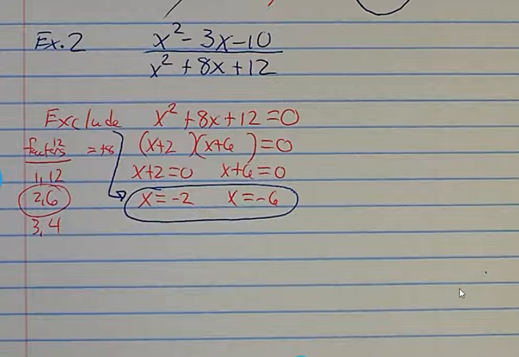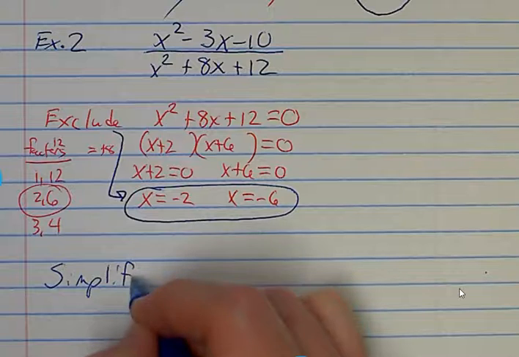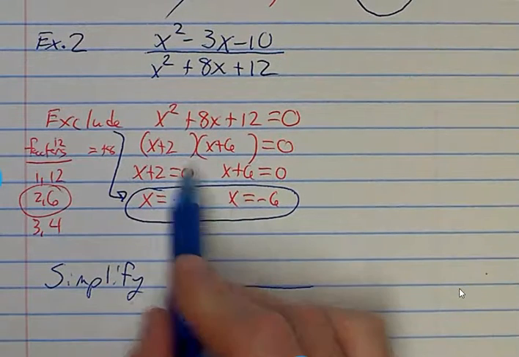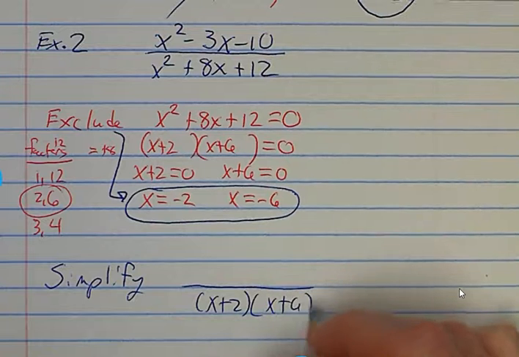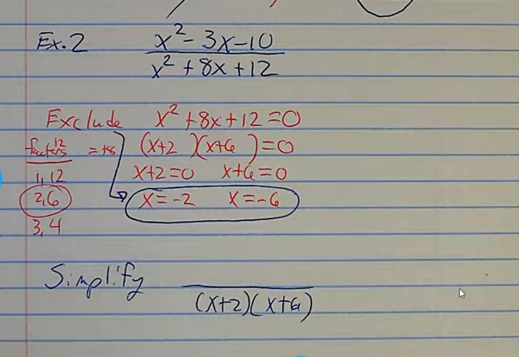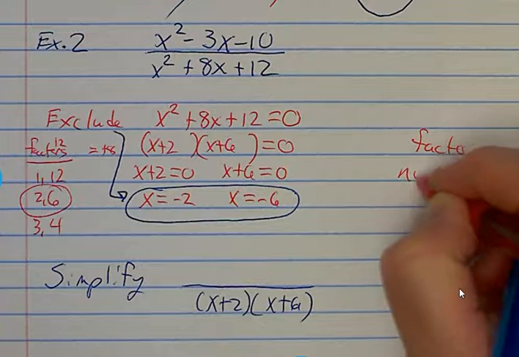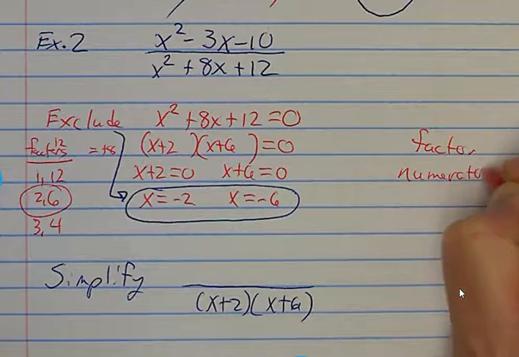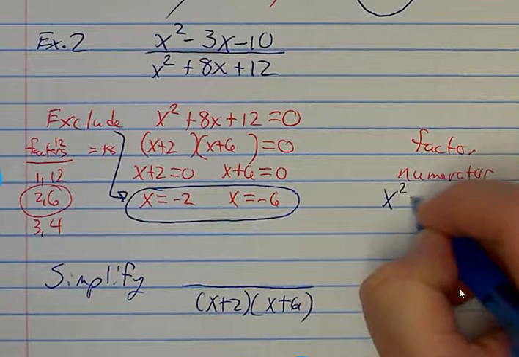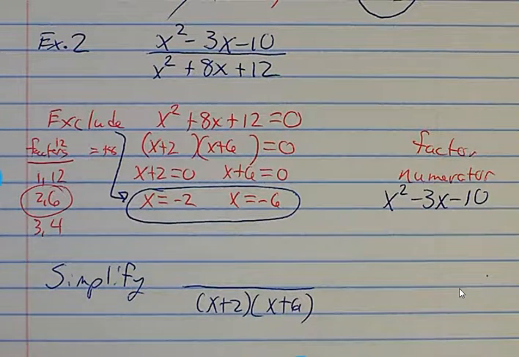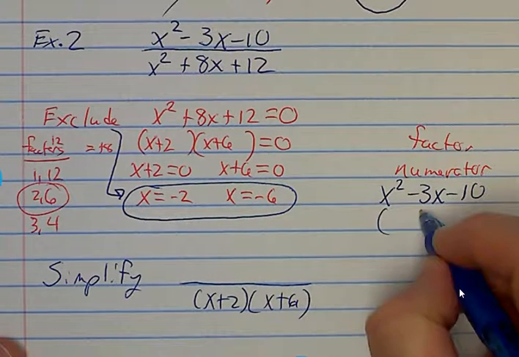Okay, so we got the excluded value. So for the simplify part, well, the denominator we've got factored as x plus 2 and x plus 6. So now we just got to factor the numerators. So we factor the numerator.